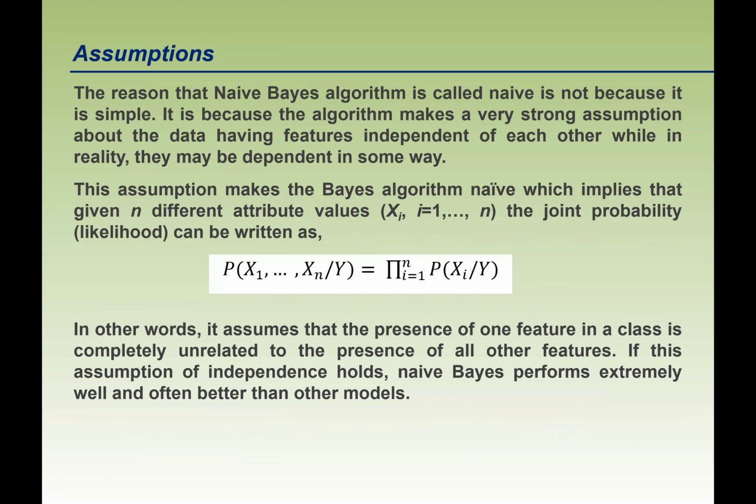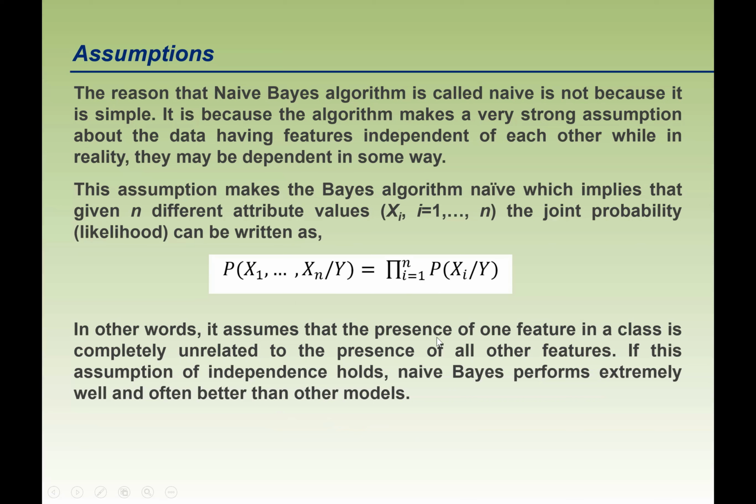Now, the reason that Naïve Bayes algorithm is called naive is not because it is simple. It is because the algorithm makes a strong assumption about the data having features independent of each other, while in reality, they may be dependent in some way. Anyway, this assumption makes the Bayes algorithm naive, which implies that given n different attribute values, x1 to xn, the joint probability or likelihood can be written as P(x1 to xn | y) equivalent to the product of P(xi | y).